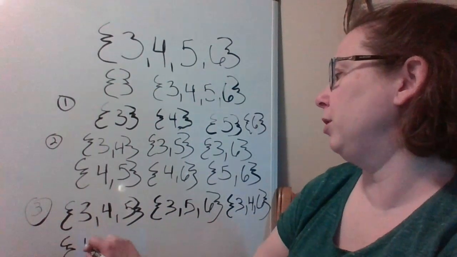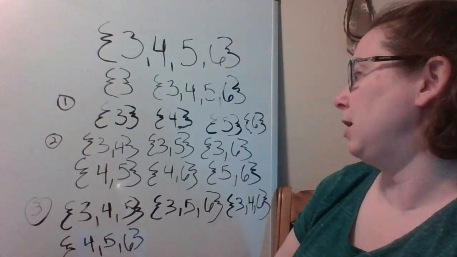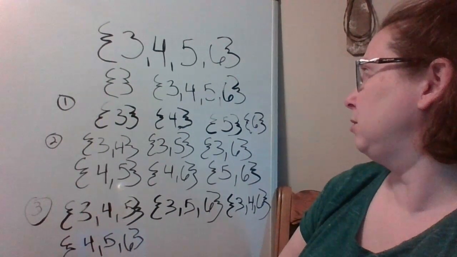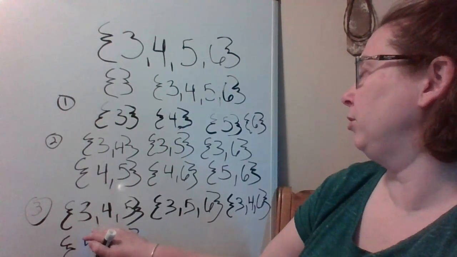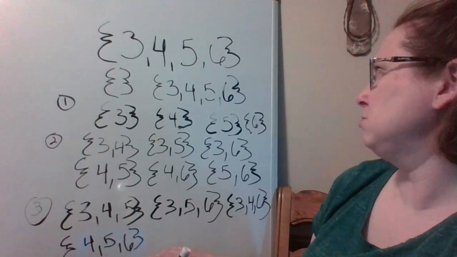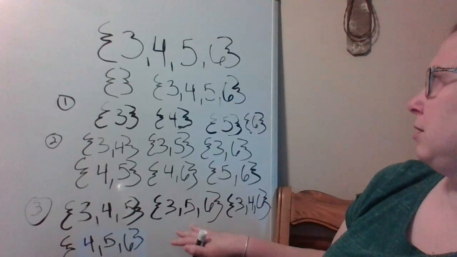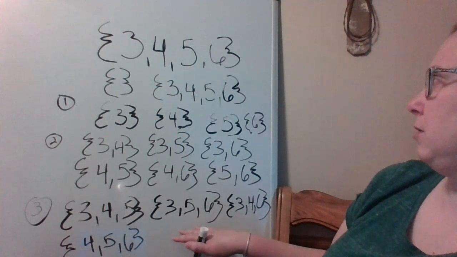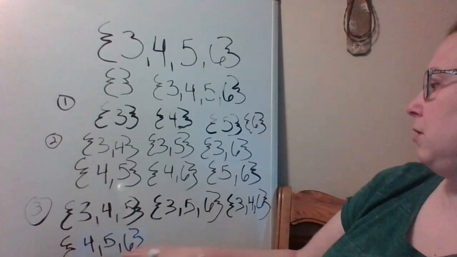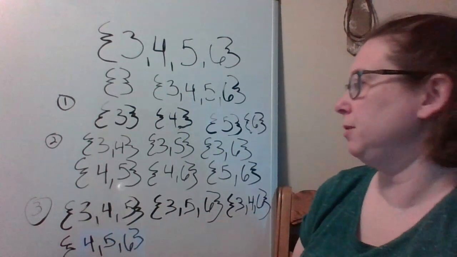So if we then put 4 at the beginning, we would have 4, 5, 6. And that's the only difference from 3, 4, 5, I believe. I think that might be all of them. 3, 5, 6. 4, 5, 6. Yep, I believe that's it.